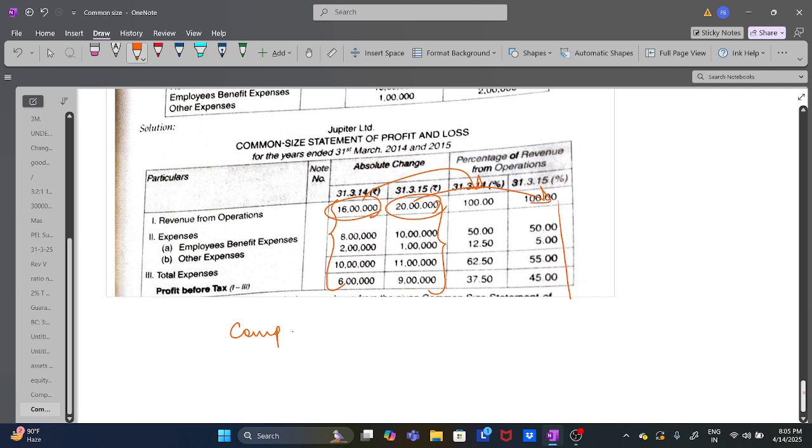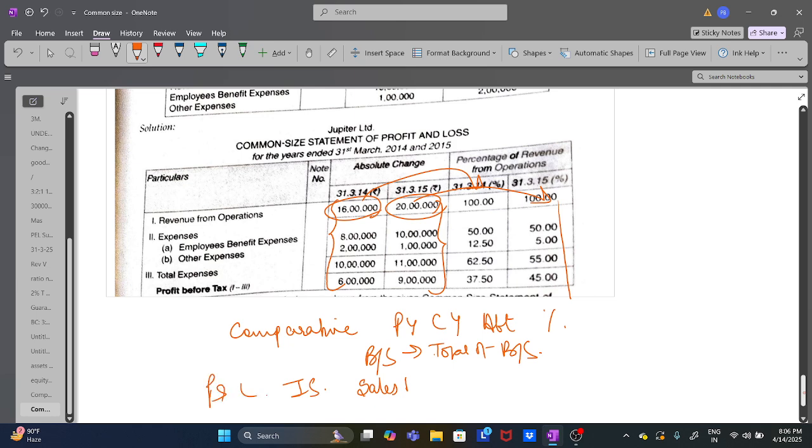In comparative, we compare the previous year and current year. We find absolute change and percentage change. Here, in the balance sheet, we divide everything by the total of the balance sheet. And in the income statement, or statement of P&L, we divide everything by sales, which we call RFO, and put it in percentage terms.